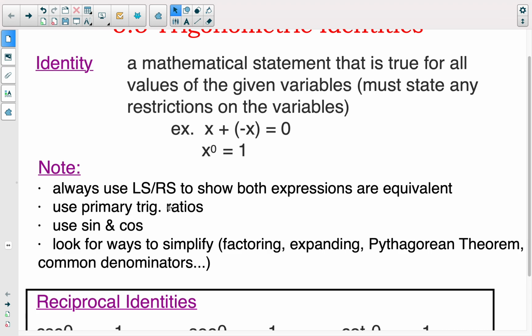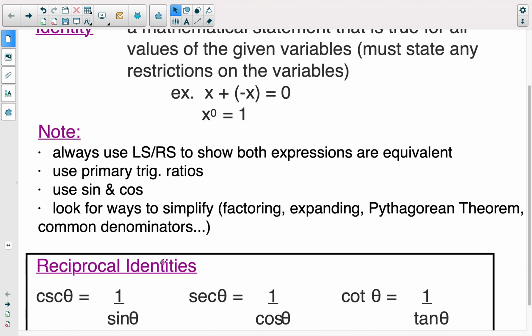We use primary trig ratios. If you are given an identity and asked to prove it, and you're given secondary trig ratios, you can convert them to their primary trig ratios and then simplify. Use sine and cosine ratios. Look for ways to simplify your given expressions by doing algebraic manipulations like factoring, expanding, using the Pythagorean theorem, finding common denominators and adding fractions, and so on and so forth.